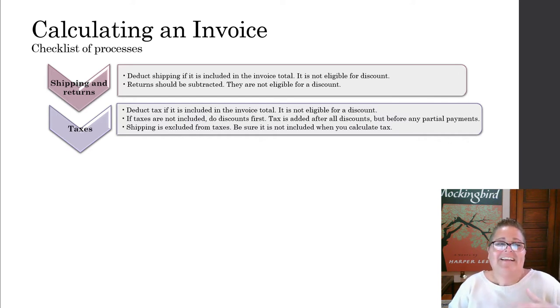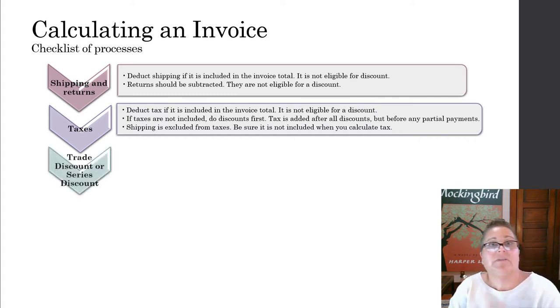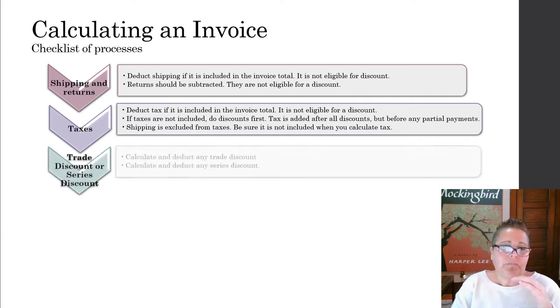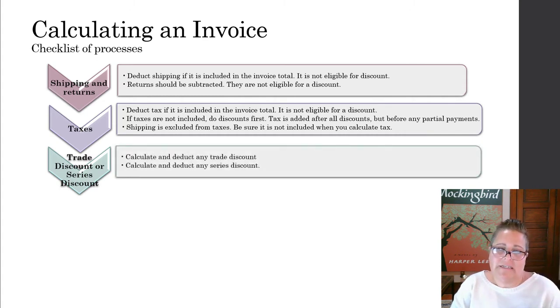I know it's a lot. Be sure it's not included when you calculate any tax items. Trade discounts or series discounts. You can calculate and deduct any trade discounts and calculate and deduct any series discounts. As I said, before you do these, make sure that any shipping and any returns and any taxes are not included in your totals, because you cannot take deductions on shipping, on returns, or on taxes.